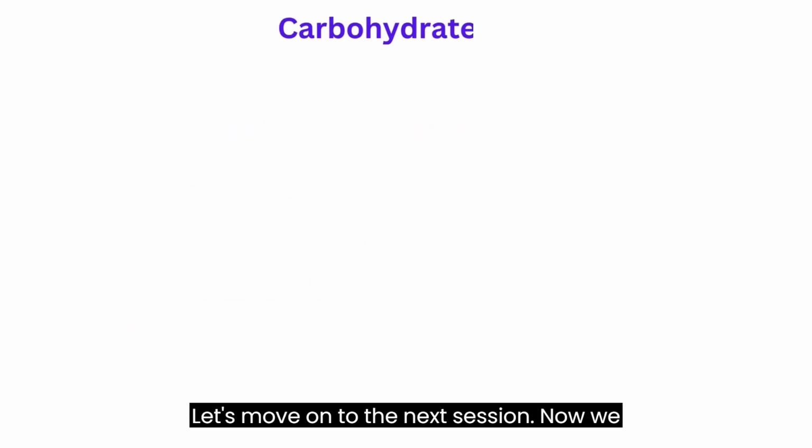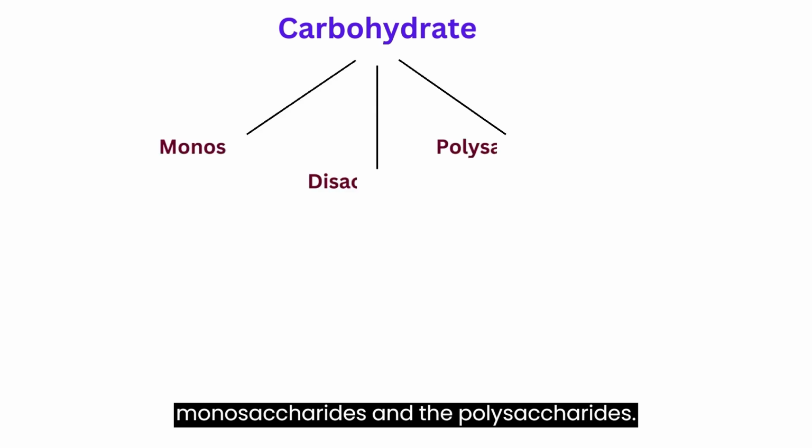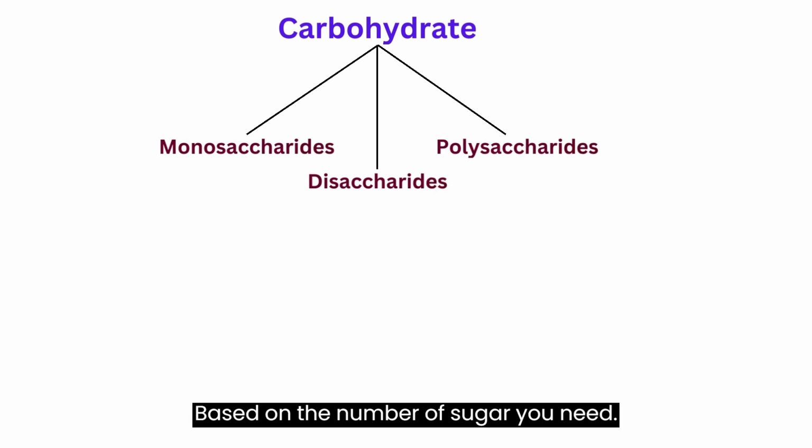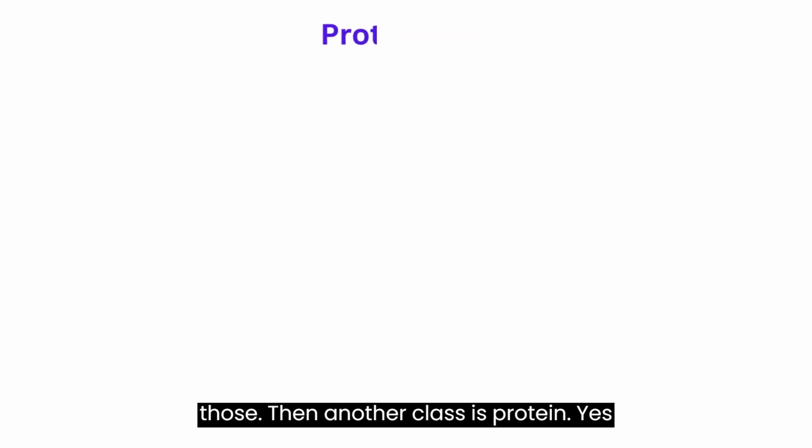Let's move on to the next section. Now we have carbohydrates. I know you might be surprised to know that carbohydrate is also an organic compound. Yes, carbohydrates are organic compounds because they contain carbon, hydrogen, and oxygen atoms in a ratio of 1:2:1. They are also called sugars or saccharides. They can be classified into 3 subgroups: the monosaccharides, the disaccharides, and the polysaccharides, based on the number of sugar units. Some examples of carbohydrates are glucose, fructose, galactose, sucrose, lactose, maltose, cellulose, and glycogen.